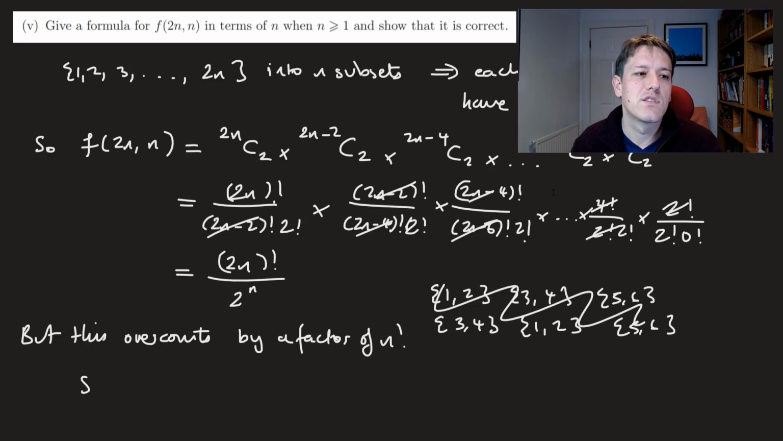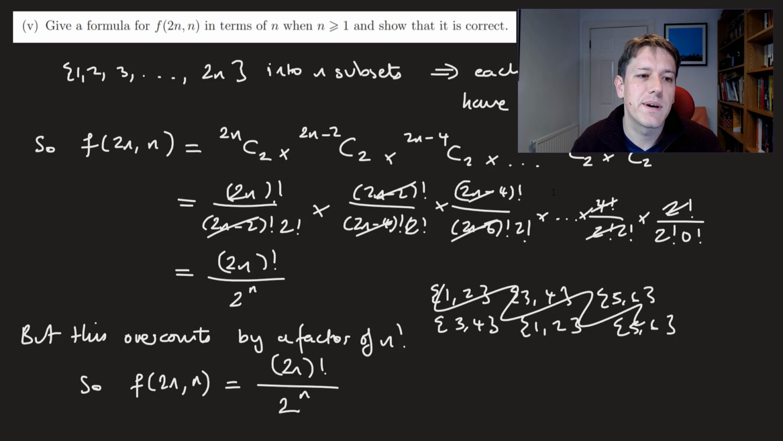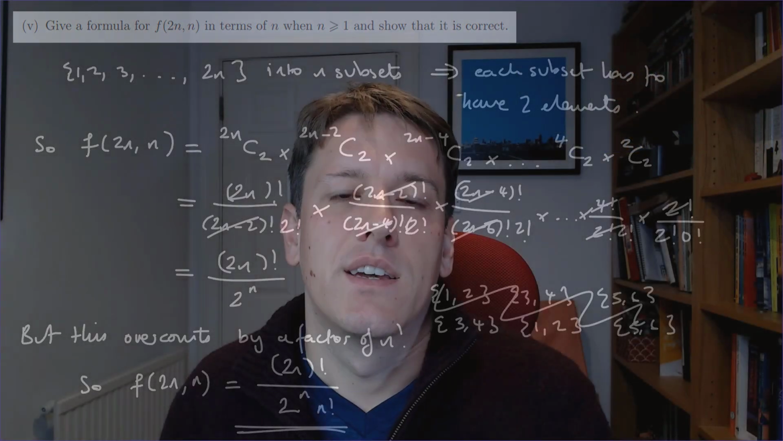But anyway, I'd get away with this for sure, as long as I've explained this clearly at the end. So f of 2n n is actually 2n factorial over 2 to the n, and I need to divide by n factorial, so I can just put it on the bottom. And then we're done.